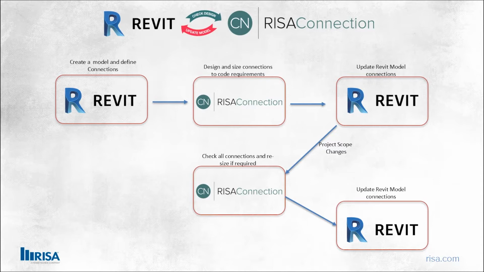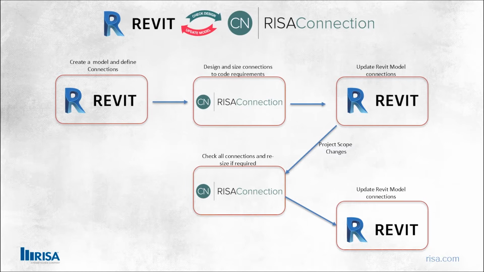So Revit has a connection definition for any kind of two elements connecting to each other. We're going to probably focus on a couple different ones here, but we have design and size connections. You can send that to RISAConnection for design. So once you've defined the connection in Revit, you can send it over to RISAConnection. RISAConnection will check the code, the AISC or the Canadian code, and find whether it works. It will size things up.